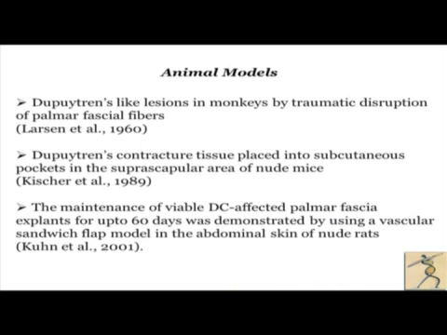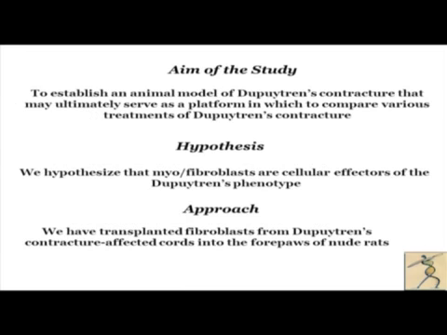There have been attempts at animal models previously, and I guess we'll be hearing some more about this in subsequent talks. Initially, in the 60s, in monkeys, there was an attempt with disruption of palmar fascial fibers. Then Dupuytren's contracture tissue was placed into pockets in the suprascapular areas of nude mouse in the 80s. And more recently, a similar scheme was used in nude rats and tested. So the aim of our study was also similar, and we wanted to establish an animal model that may ultimately serve as a platform in which to compare treatments for Dupuytren's contracture.